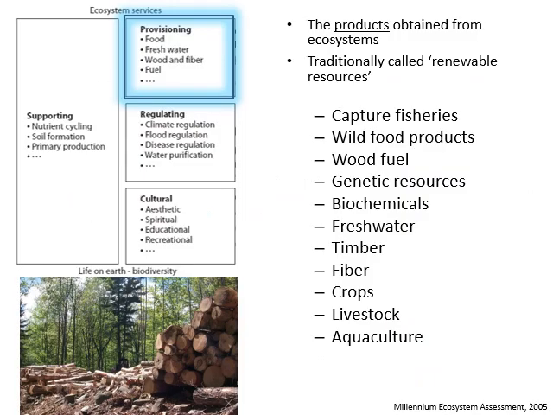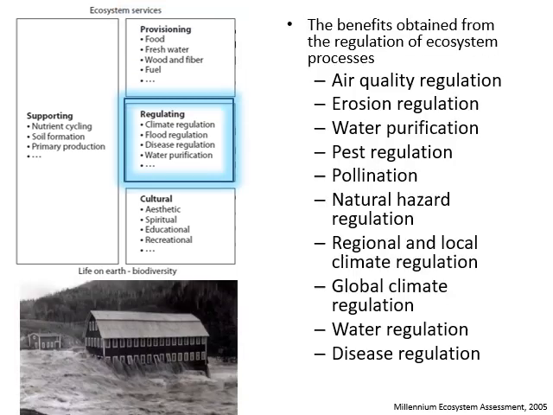So let's go into a little bit of detail of the different types of services that the Millennium Ecosystem Assessment identified. Provisioning services are some of the easiest to observe and to measure, and some of the easiest to persuade the economists that are important. These are the products that are obtained from ecosystems, and I list some examples here. It ranges anything from wood fuel, timber, fiber, crops, livestock, wild food products. Traditionally, these types of services would be called renewable resources.